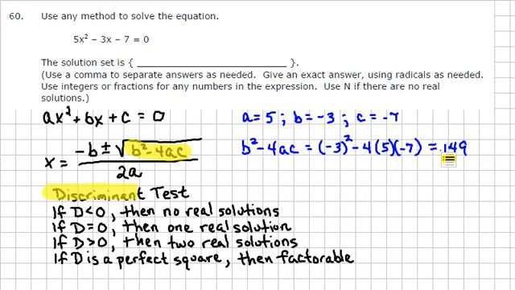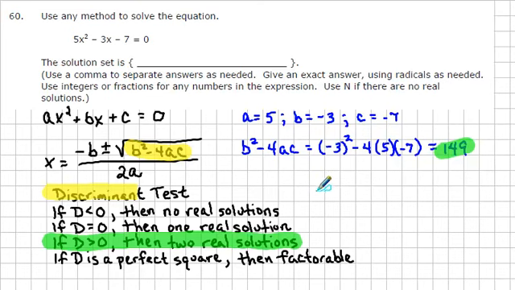Well, 149 is a positive number, so that indicates that there will be two real solutions. However, 149 is not a perfect square, and that indicates that we won't be able to solve this equation by factoring. We actually do need to use the quadratic formula. So let's write out the solutions.